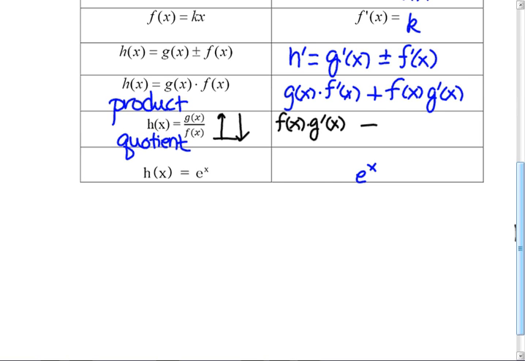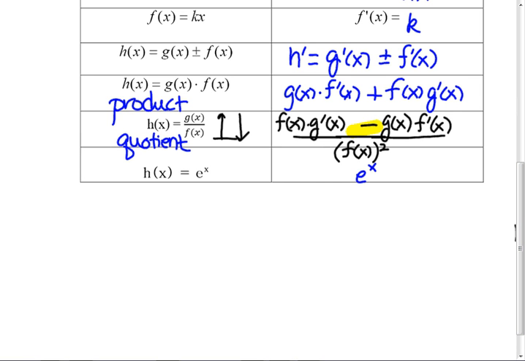Okay, then I take the numerator, g of x, times the derivative of the denominator, f prime of x, all over the denominator squared. Oops, that's f of x. Complicated. What do you guys think? Does it matter about the order in the top? Because of the subtraction, yes, it does matter.